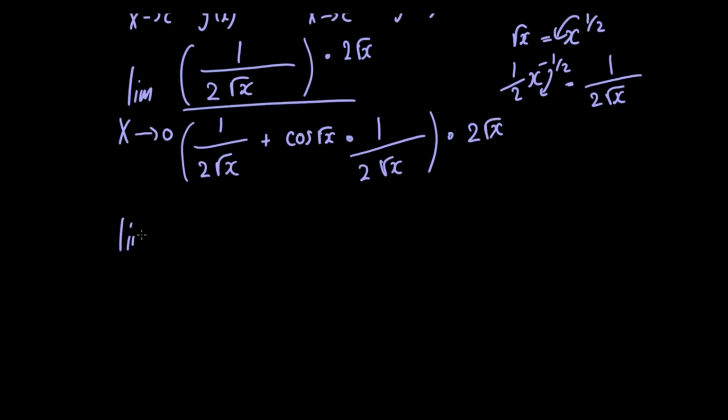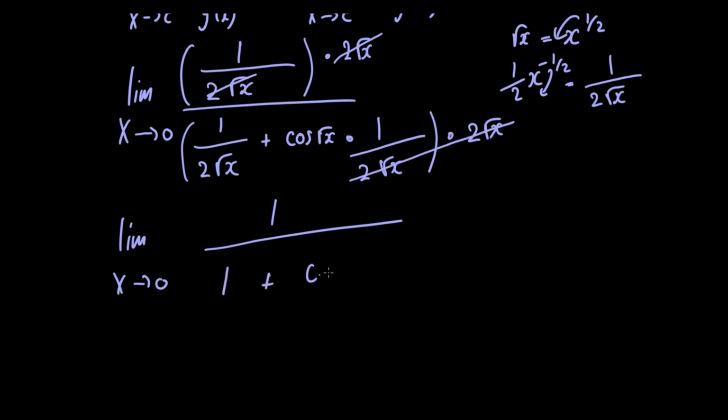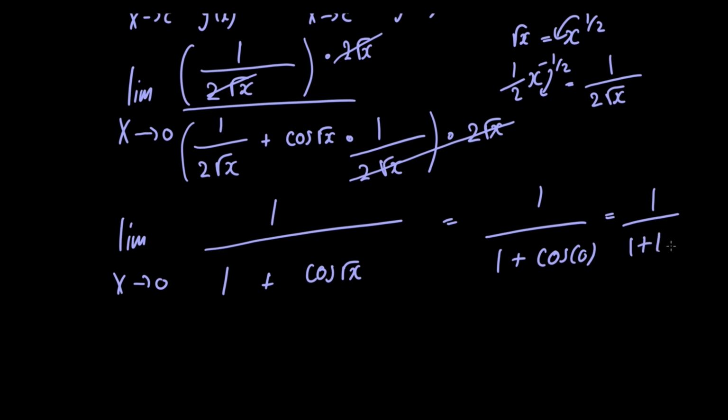Doing so, we have the limit as x approaches 0. So 1 over 2 times the square root of x times 2 times the square root of x is just 1, as these two cancel. We have the exact same here, and these two cancel, and we're just left with cosine of the square root of x. Now, if we just let x tend to 0, we have 1 over 1 plus cosine of 0, which is just equal to 1 over 1 plus 1, and that gives us the final answer of 1 over 2.